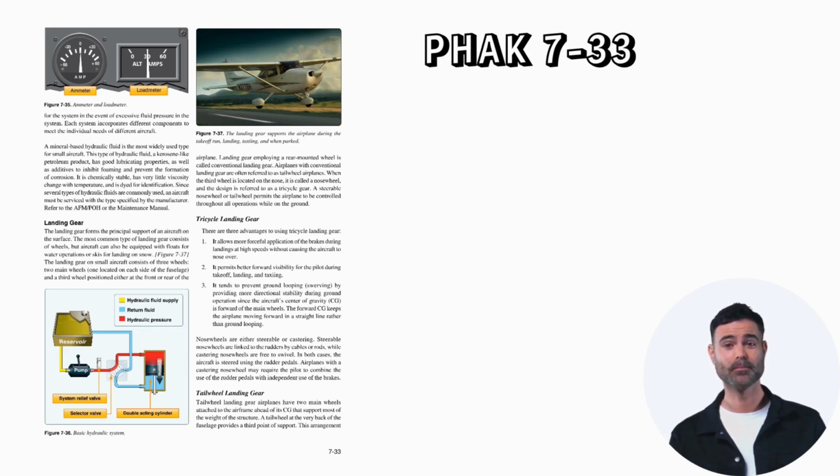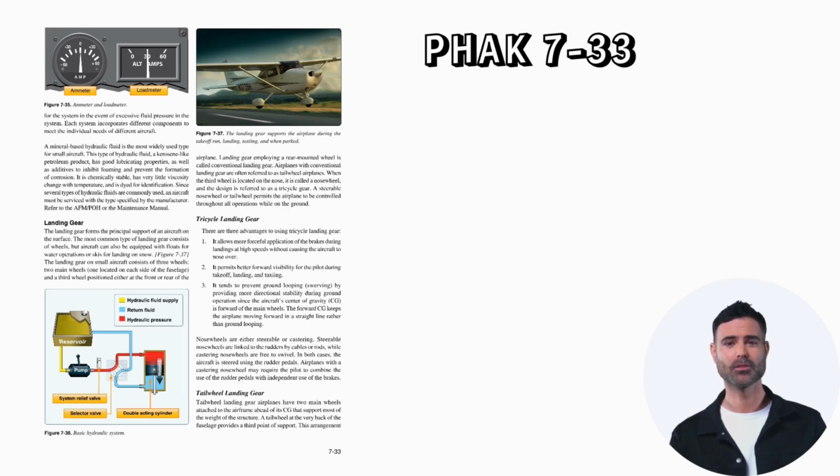Tricycle landing gear. There are 3 advantages to using tricycle landing gear. 1. It allows more forceful application of the brakes during landings at high speeds without causing the aircraft to nose over. 2. It permits better forward visibility for the pilot during takeoff, landing, and taxiing. 3. It tends to prevent ground looping, or swerving, by providing more directional stability during ground operation, since the aircraft's center of gravity (CG) is forward of the main wheels. The forward CG keeps the airplane moving forward in a straight line rather than ground looping.